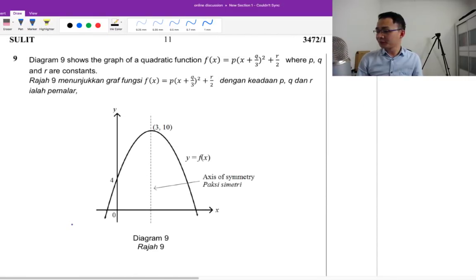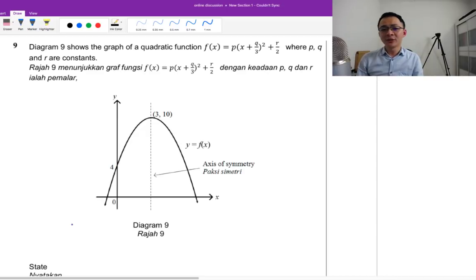Alright, so question 9. Diagram 9 shows the graph of a function. So basically I know this one is completing a square. Completing a square actually is quite easy for me. Okay, so 3 here, I can get inside the bracket, but must be opposite symbol. So I know negative q over 3 will equal 3. So negative q will equal 9, q equals negative 9.